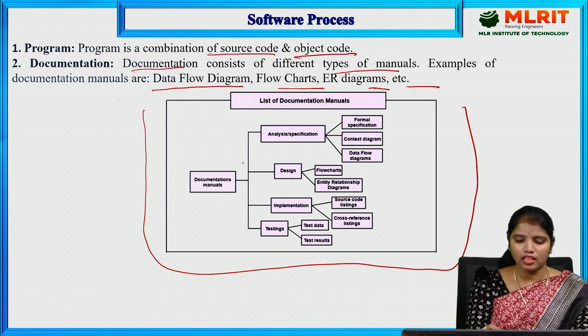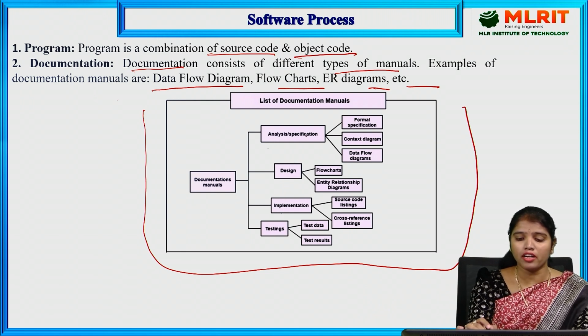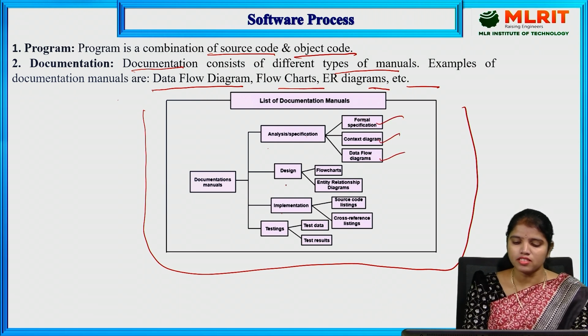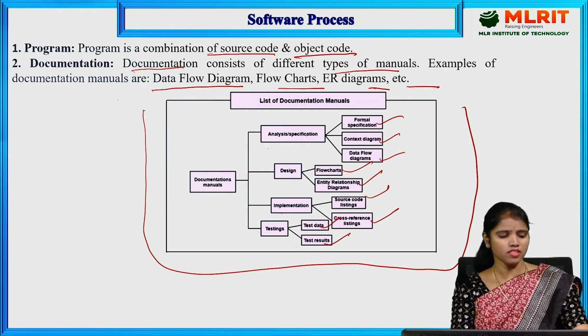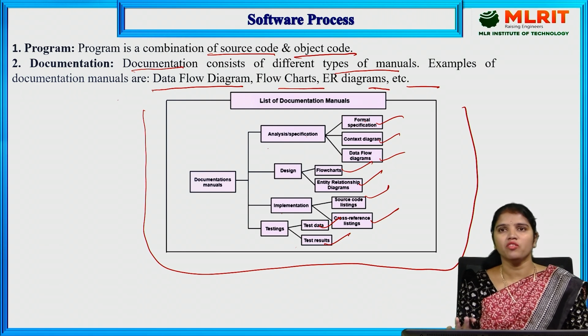Documentation manuals support analysis or specification, design, implementation, and testing. Analysis or specification deals with the formal specification, context diagram, and data flow diagrams. Design may deal with flow charts and entity relationship diagrams. Implementation deals with the source code listing and cross-reference listing. Testing is of 2 types: test data and test results. This entire architecture shows how the documentation manual works.